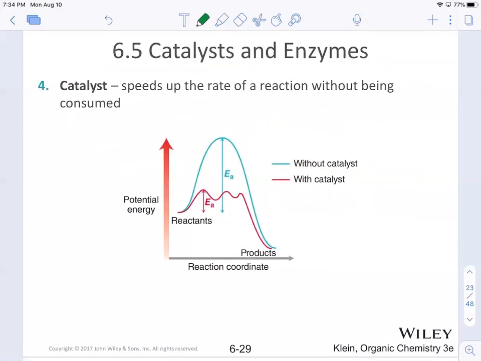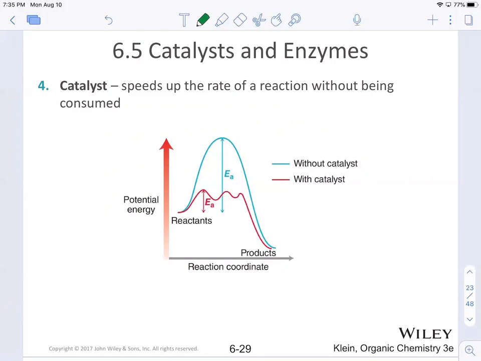All right, and a catalyst, the only thing that we're going to talk about with a catalyst is that it speeds up the rate of the reaction without being consumed. So a catalyst will be seen as consumed as a reactant, but it will also be produced as a product. And so it's overall not consumed fully in a reaction. It's utilized and then reproduced.